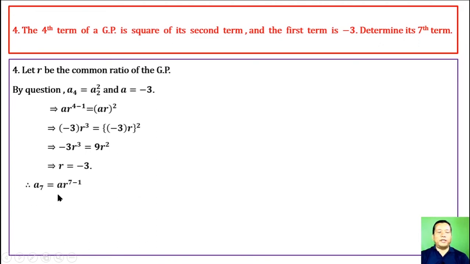Therefore, a7 is a times r to the power 7 minus 1. a is replaced by minus 3, r is also replaced by minus 3. And solving, we get minus 3 power 7, whose value is minus 2187. This is the seventh term of the GP.